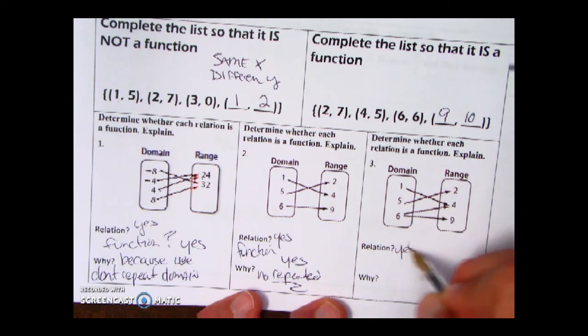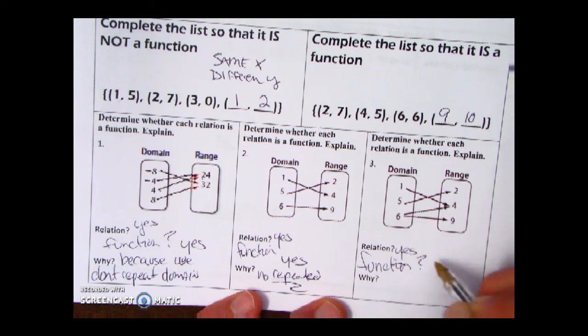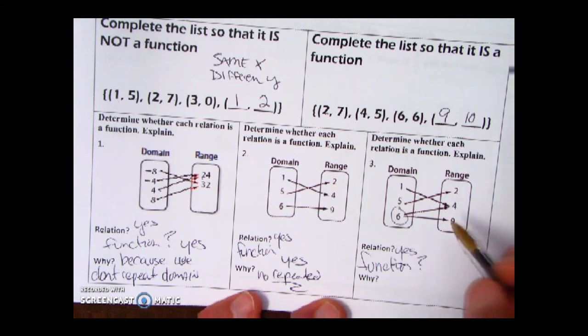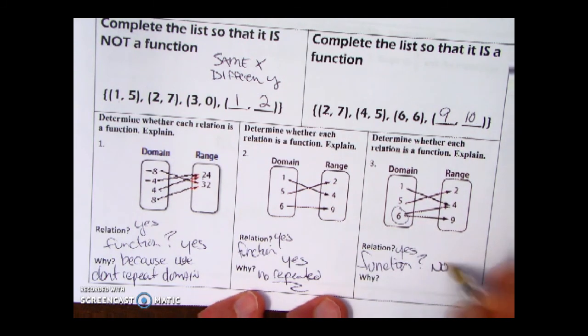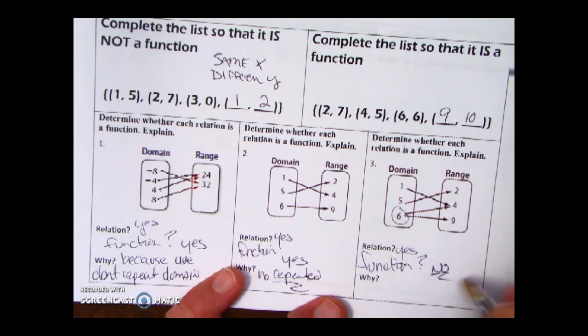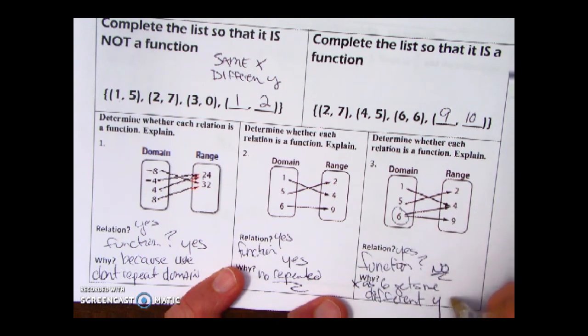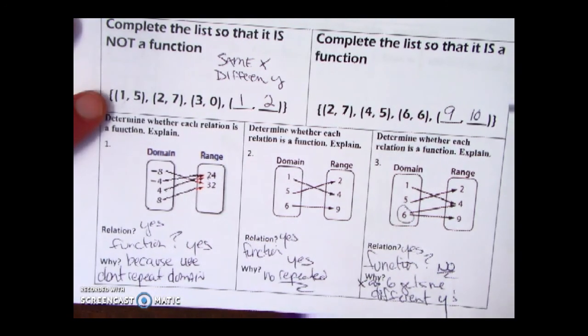So is it a relation? Sure, it's a relation, because they have x's and y's, but is it a function? Okay, so if I put in a 6, how do I know if I'm going to get a 4 or 9? I don't have confidence in that. It's not a function. X as 6 gets me different y's.